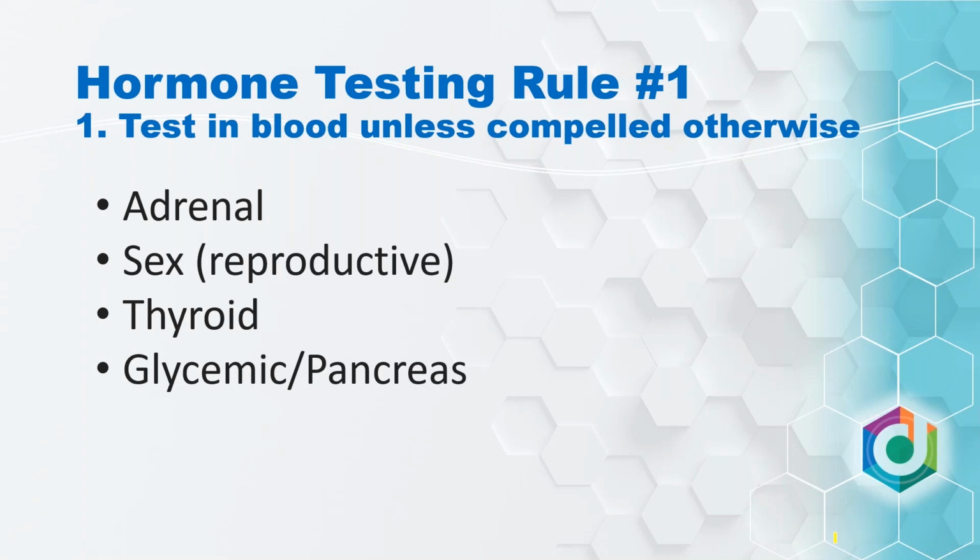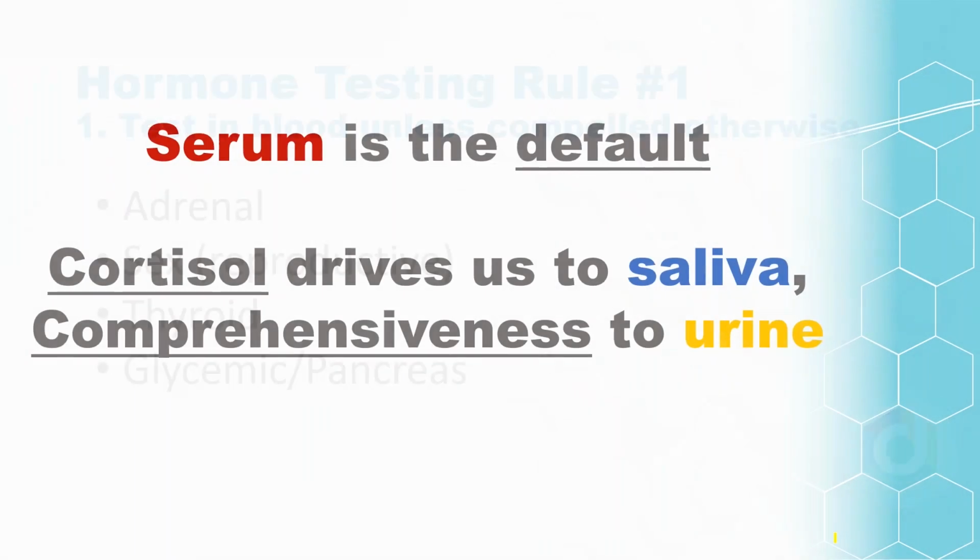When it comes to hormone testing, the first rule that we tend to live by is that most things default to blood testing. So unless we're compelled to look elsewhere for these types of hormones, we're going to start with blood testing. You're going to hear this mantra repeatedly because I think it's helpful: serum is the default when we're talking about hormones. Cortisol drives us to using saliva, and the comprehensiveness of what we can measure in urine is what drives us to include that in our tools for hormone testing. So serum is the default, cortisol will drive us to saliva, and comprehensiveness will drive us to urine testing.